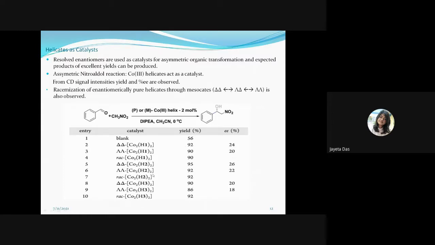One thing can be seen: if I repeat the experiment too many times, like 10 or 12 times, then ultimately the enantiomeric excess will be zero. So how? If I use this delta type of helicate, then racemization of the enantiomerically pure helicates to mesocates is obtained. This delta-delta can form delta-lambda type, or the lambda-lambda can also form delta-lambda type. So this is called racemization, and the enantiomeric excess can go to zero.